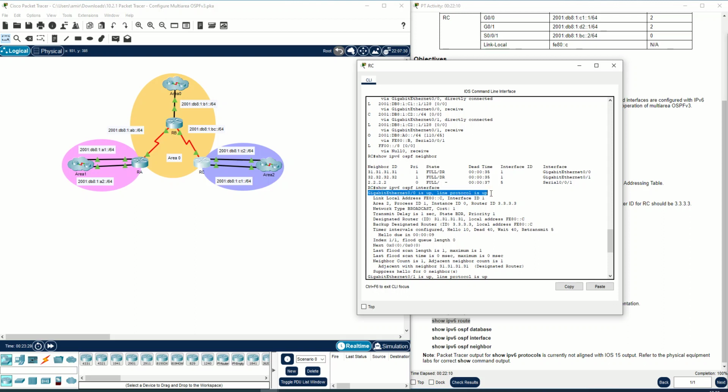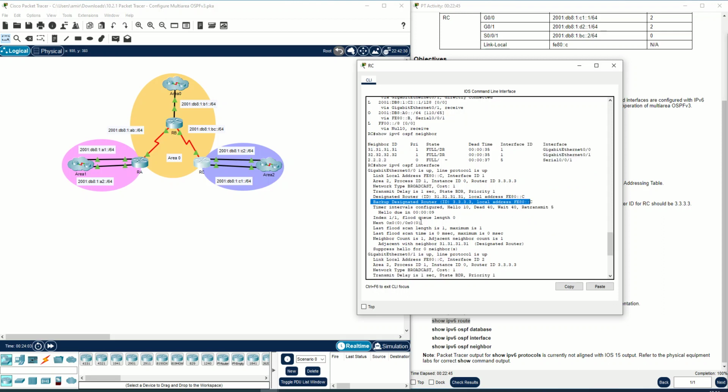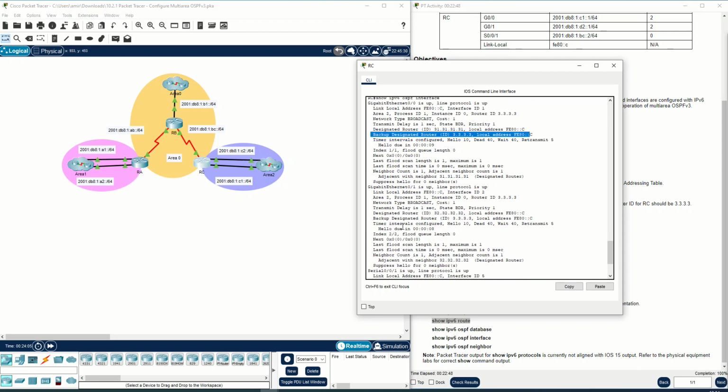This is G0/1 that connected to RC, because it's router C that has three interfaces. G0/0 interface ID is 1. This is in area 2. Process ID is 1 that participates, and also the router ID is 33. And we have the designated router, and the DR is 31.31.31.31. This is the designated router, and also we have a backup router here for this interface, I mean.